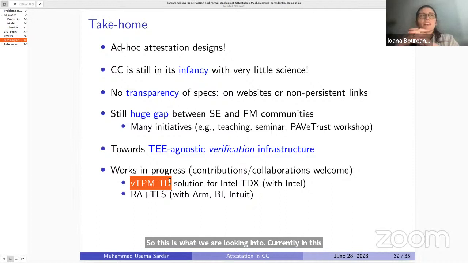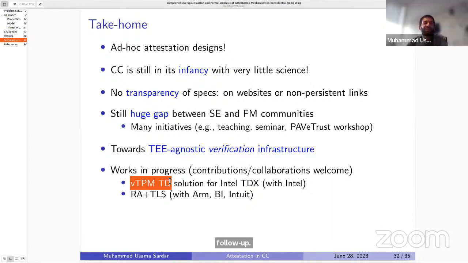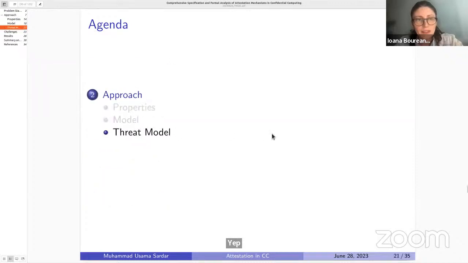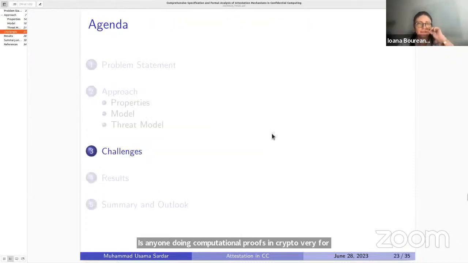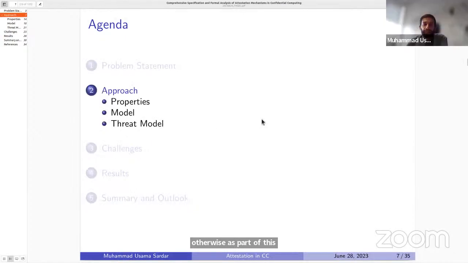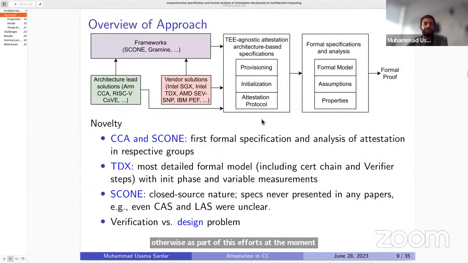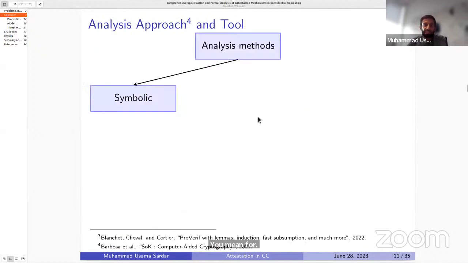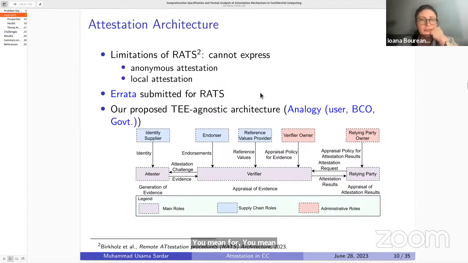Okay, that's very interesting. I have an unrelated question to the consortium, but related to something you said at the beginning, which was that one motivation for using ProVerif was to potentially move to CryptoVerif to do some computational proofs. Is anyone doing computational proofs in CryptoVerif or otherwise as part of this effort at the moment? You mean specifically for this work?